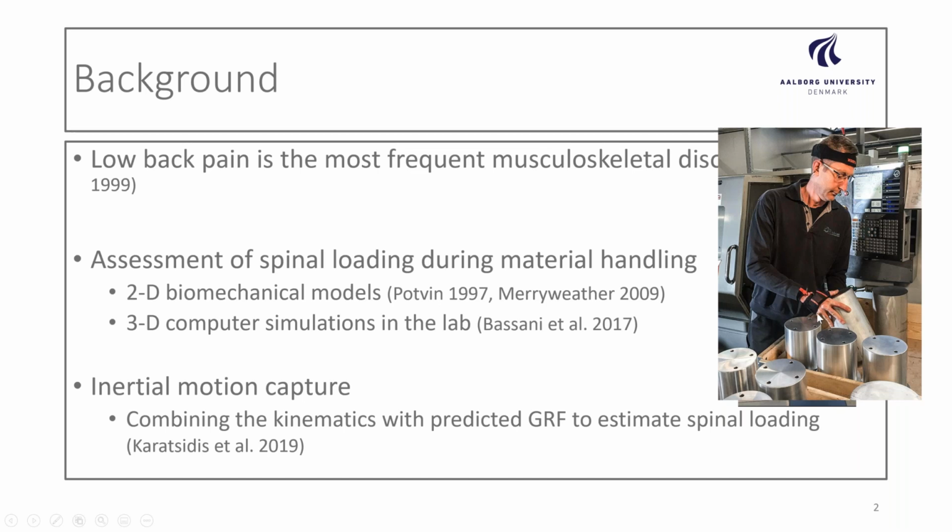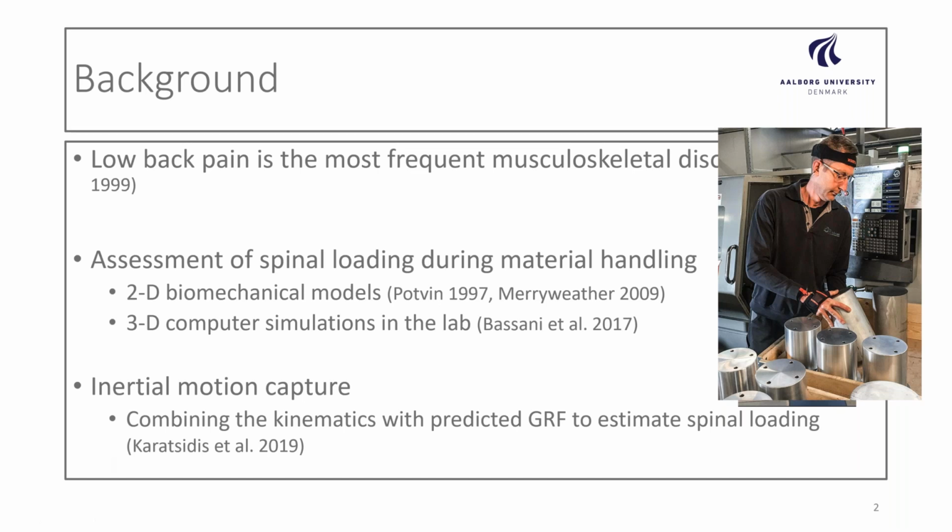These inertial motion capture sensors consist of three parts: an accelerometer, a gyroscope, and a magnetometer. By using these sensors, you can estimate the kinematics of the human body. And when you have the kinematics available, you can also predict the ground reaction forces, which has been investigated before, both for optical motion capture systems, but also for inertial motion capture systems.